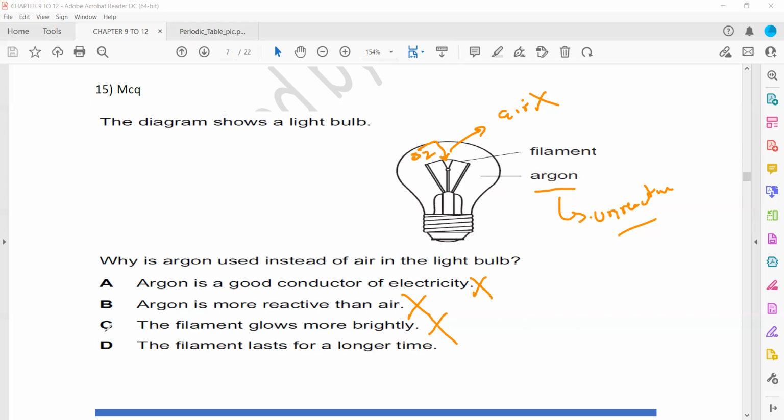The filament will last for a longer period of time, as argon is an unreactive gas and it does not react with the filament. If there was oxygen and it reacted with the filament, it would burst. If it reacts, the filament will blow. Like the strength of the filament will decrease, so easily, because of the heat energy, it will melt easily.